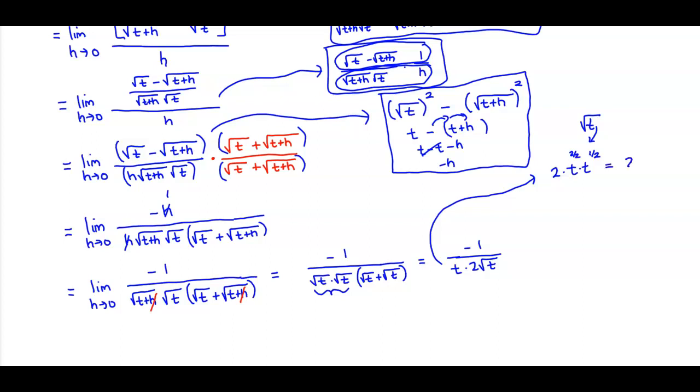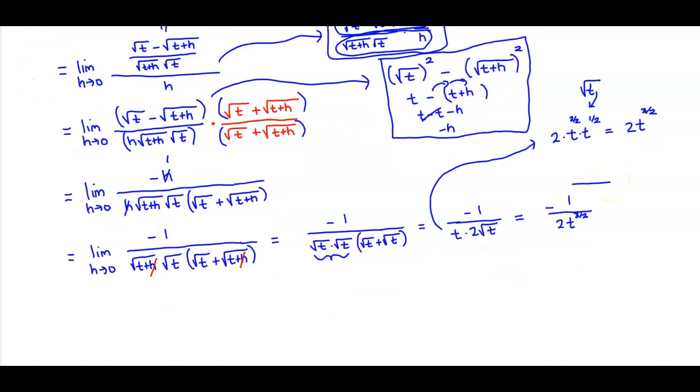So we end up getting 2t, and then you add the exponent, which is 3 over 2. So this is equal to negative 1 divided by 2t to the 3/2. And so therefore that's going to represent our derivative function.